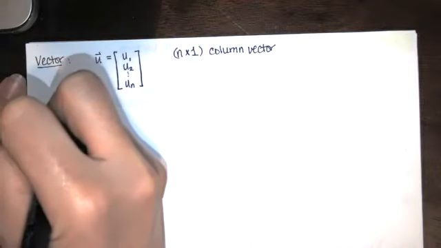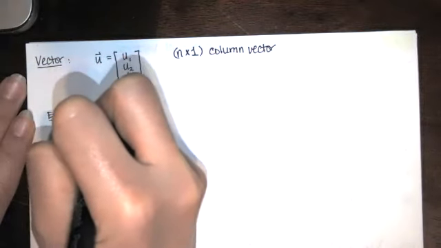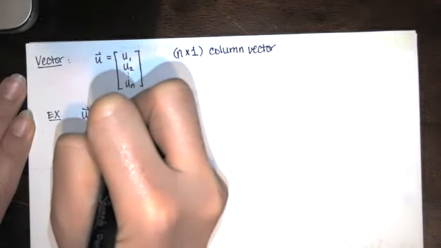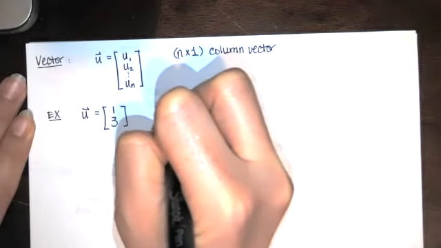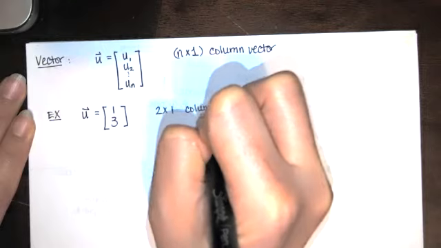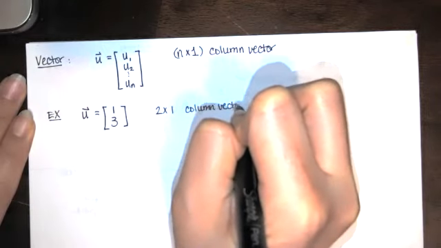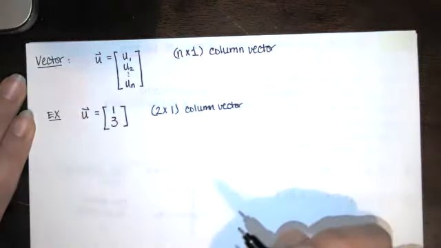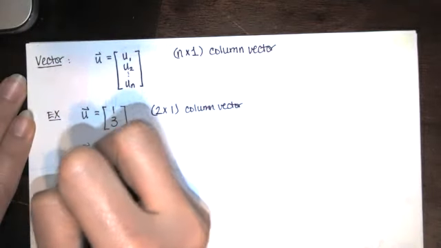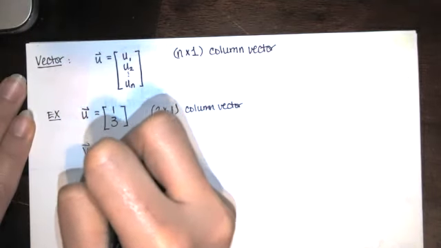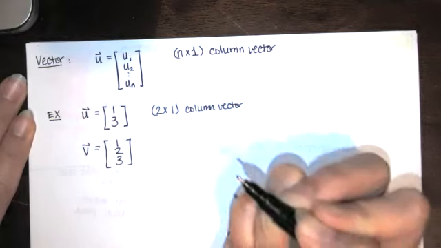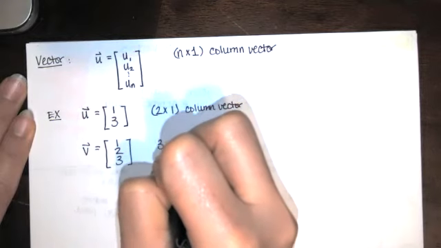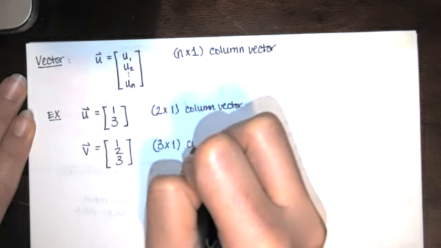So for example, u equals the vector (1, 3) is a 2 by 1 column vector. So it has 2 rows and 1 column. We might have a vector (1, 2, 3). Well, that has 3 rows and 1 column. So that's a 3 by 1 column vector.